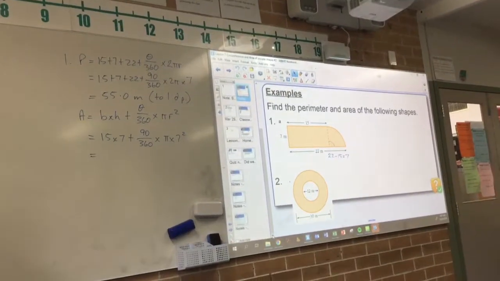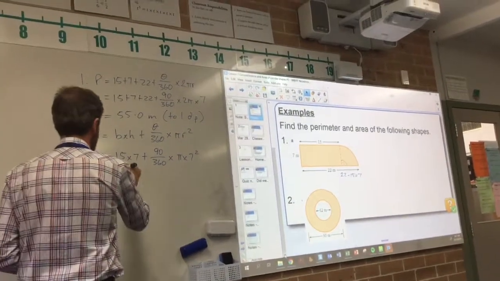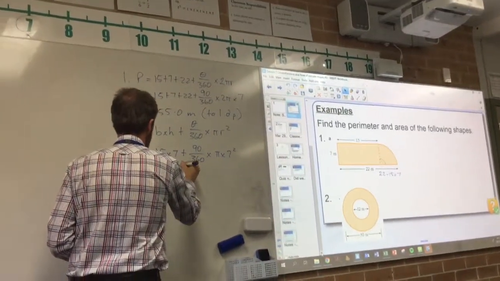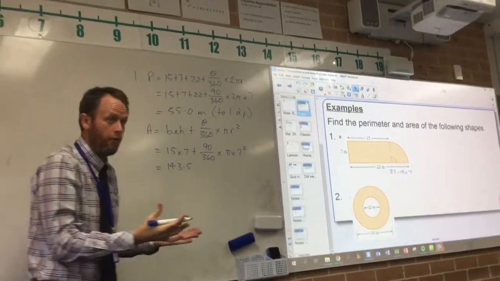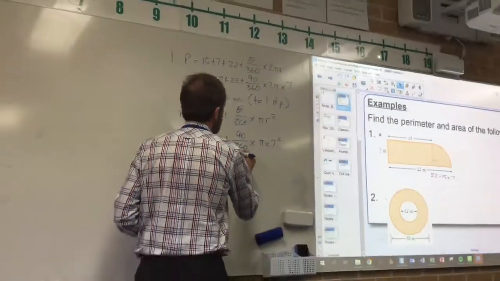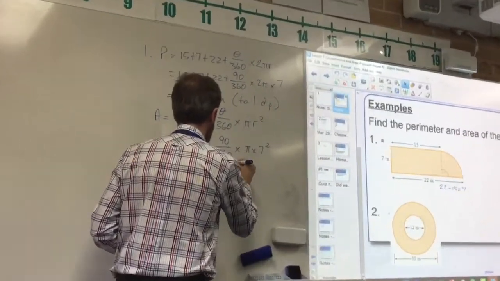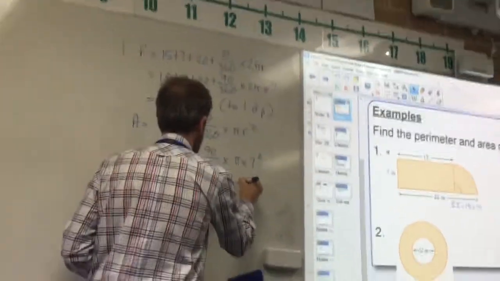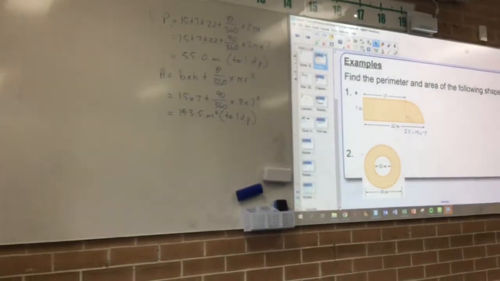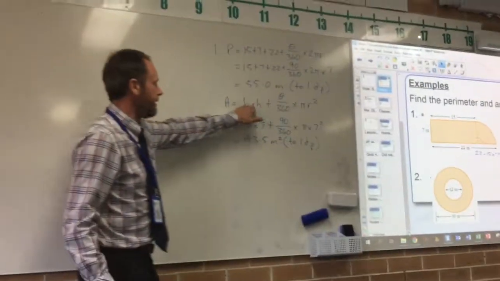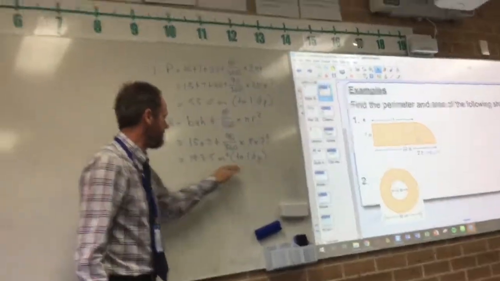Alright, hopefully someone's... And 43.5. Yep, 0.5. And I need to remember my units. We now talk about units as square metres. And I'm going to write to 1 decimal place after that. Notice how I've broken it down. Two different shapes, just add them, work it out and add them together.